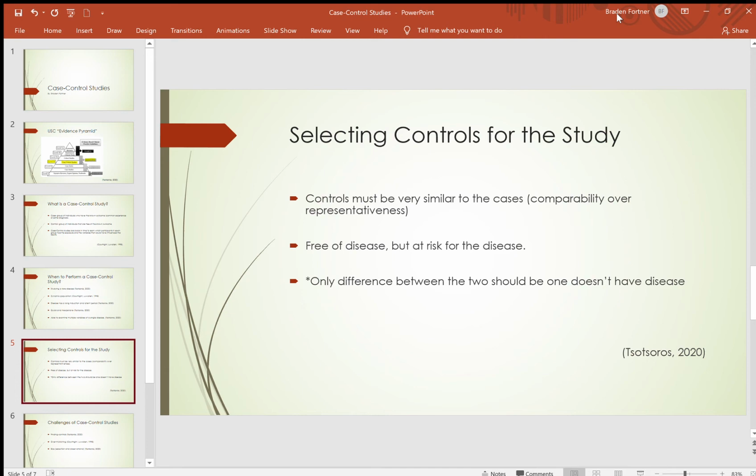The way I like to think about this is that both groups had the same chance to contract this disease, this illness. The only difference is that one group did and one group didn't. And then lastly on this slide, we have that the only difference between the two groups is that one has a particular disease and the other doesn't. And there is an asterisk there on purpose, and I will get to that on the next slide.